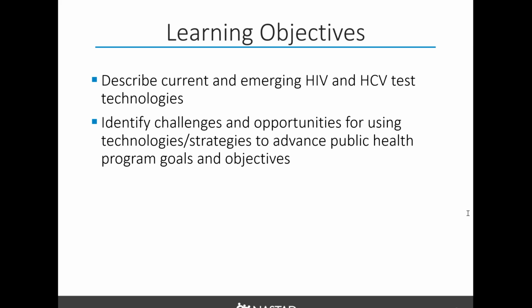So for the learning objectives today, it's very simple and straightforward. It's to describe current and emerging HIV and hepatitis C testing technologies and to identify challenges and opportunities for using these technologies to advance your programmatic goals and objectives. Next slide, please.